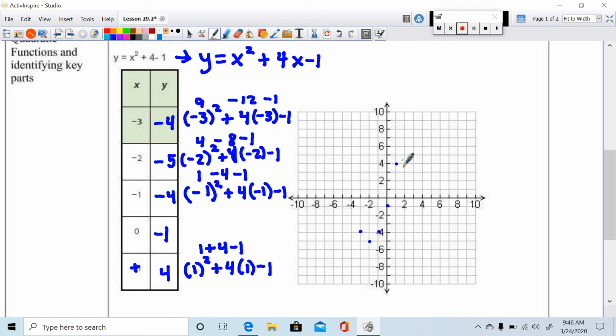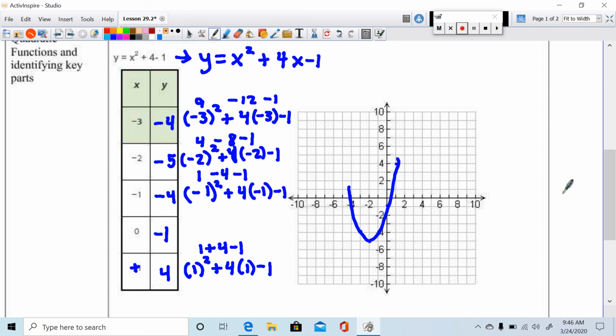Parabolas have symmetry, so you can kind of sketch it. We're just sketching these. Okay, so that's your parabola.